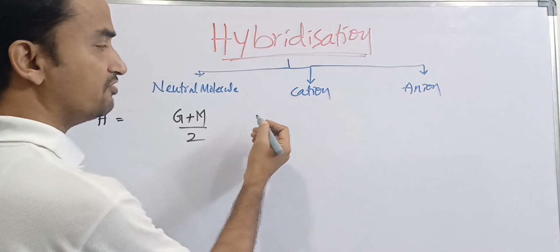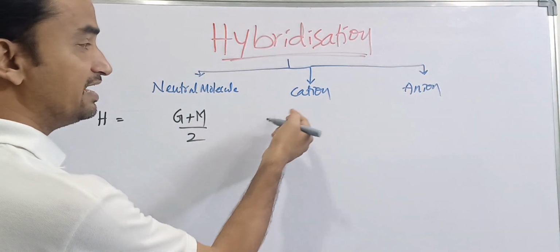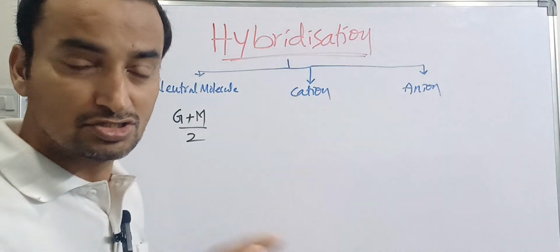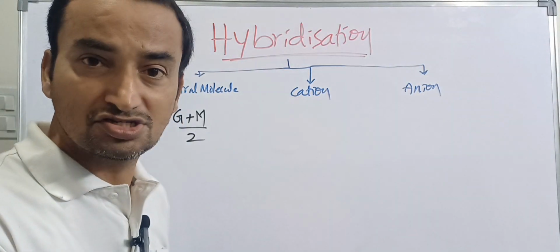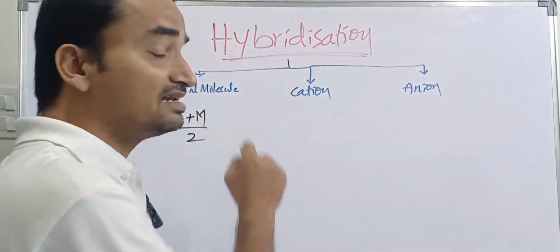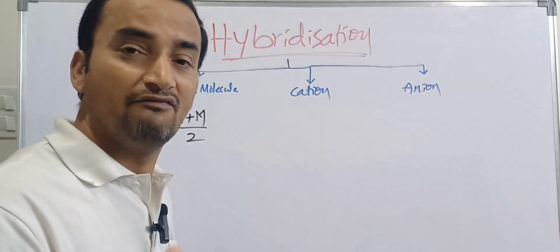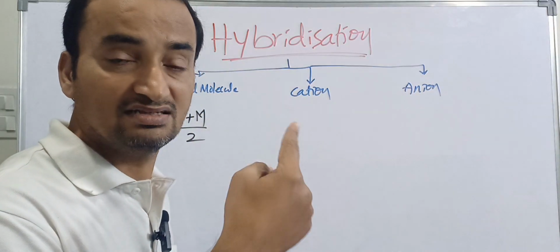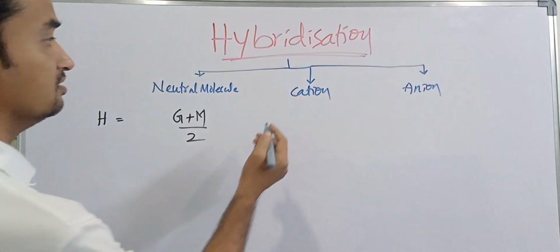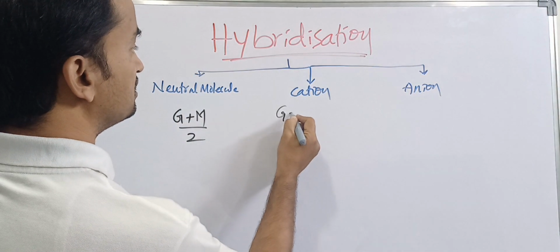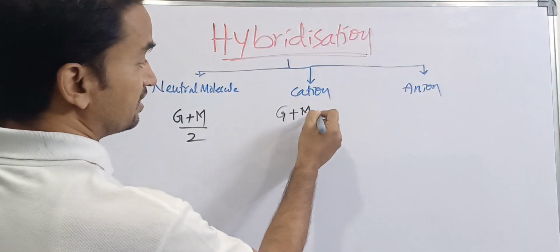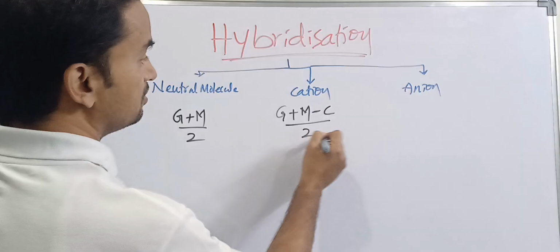Now here for cations, the same formula, but we have to subtract the charge. In a cation they will be possessing positive charge, in an anion they will be possessing negative charge. So in case of cations, we are going to subtract the charge possessed by the molecule. So the same formula G plus M, but here we are not going to add the charge, we are going to subtract. So minus C by 2.